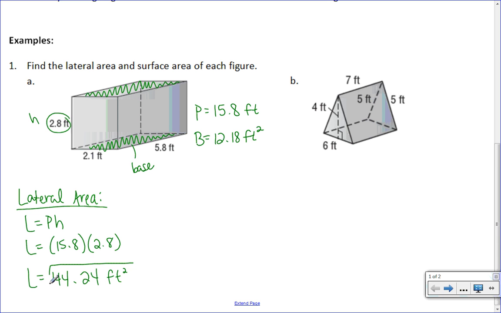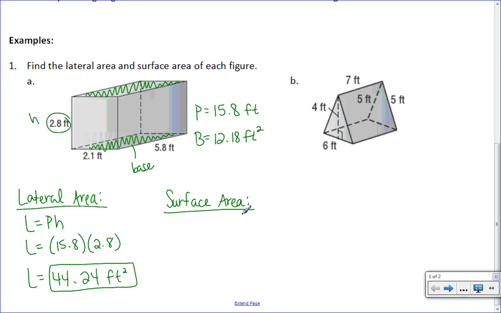And surface area, since it's just the sum of the areas of the surfaces, area is in square units, so surface area will also be in square units. Even though it is a three-dimensional figure, you're talking about the area of the surfaces, and the surfaces are flat. So that will still be square units. Alright, let's find the total surface area for this figure.